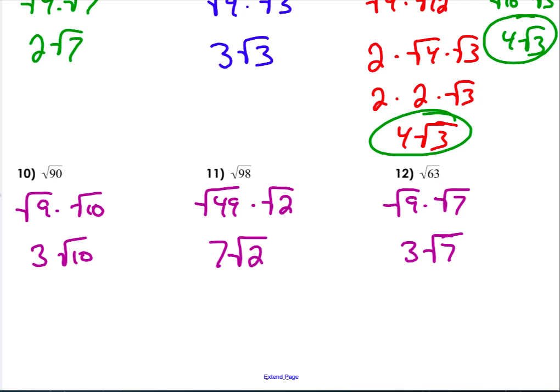So we break them into pieces using a square root as one of our factors. We find the square root of that perfect square, so we can turn it into a whole number, and then the piece left in the radical remains.